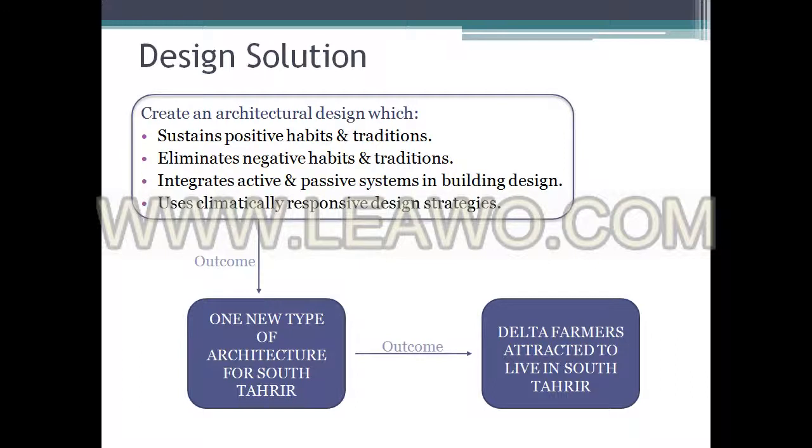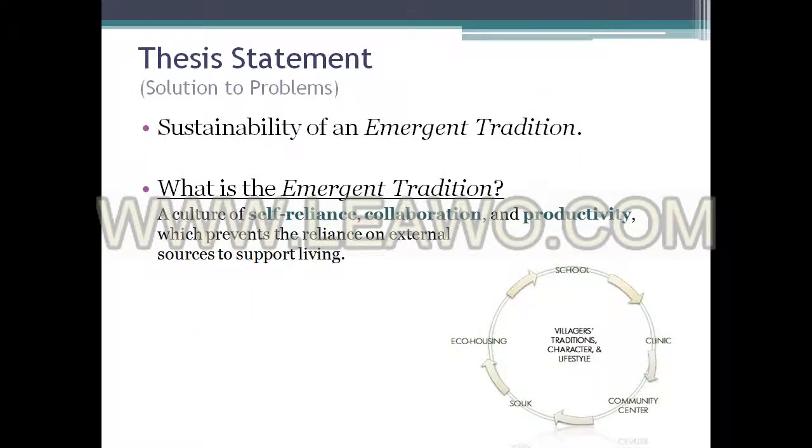So the solution is to come up with a certain type of architectural design that would give them their character and make best use of the climate, a new type of architecture for them that people can look at and say, this is South Tahrir. Like, I look at this building and I say, this is South Tahrir. And this will attract people to come to the village, which is good for their economy.